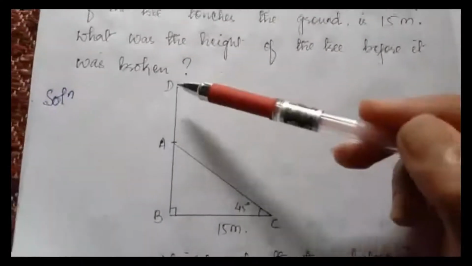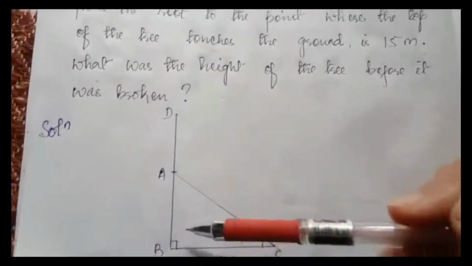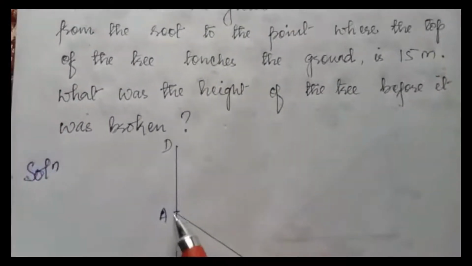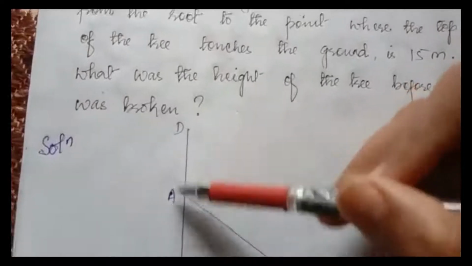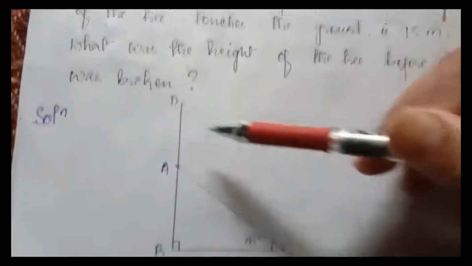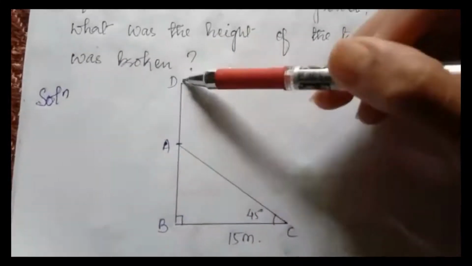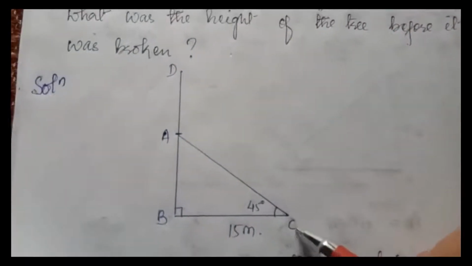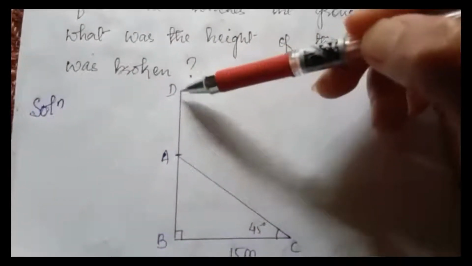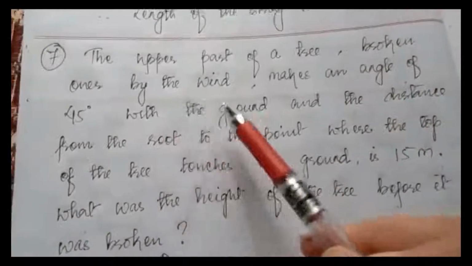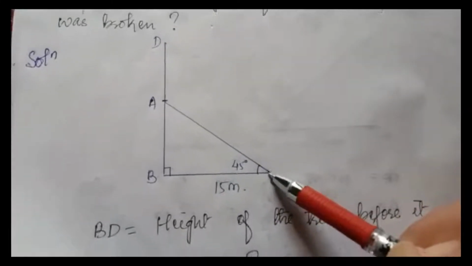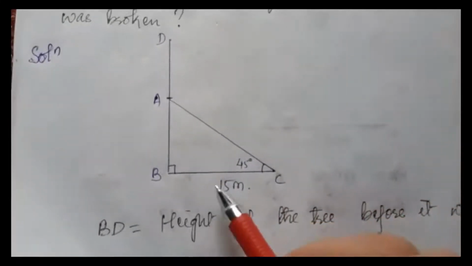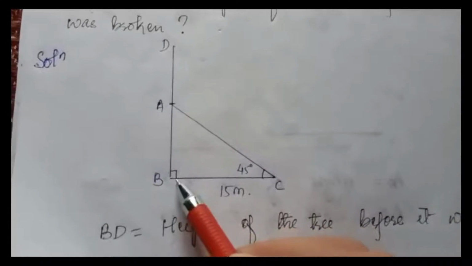Now first you have to make this tree. Okay, this is the tree. Now the tree is broken. Suppose at this point A the tree is broken. Then this AD is the broken part, and this D will touch the ground. And right here at the point C, the top of the tree touches the ground. It makes an angle of 45 degrees with the ground, and the top of the tree touches the ground 15 meters away from the foot of the tree.